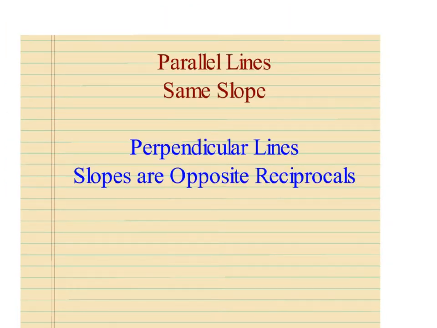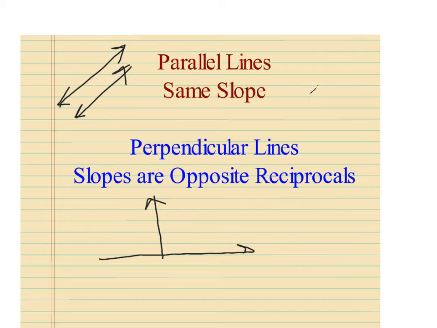Remember, the thing to remember here is that parallel lines have the same slope. They have different y-intercepts, but they have the same slope. Perpendicular lines have slopes that are opposite reciprocals. And that should make sense because for parallel lines, we want them to go in the same direction and never touch. If they are perpendicular, perpendicular means they meet at a 90-degree angle. So their slopes are opposite reciprocals.